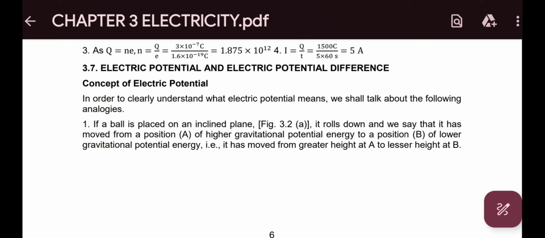The very first analogy is, if a ball is placed on an inclined plane, it rolls down and we say that it has moved from a position A of higher gravitational potential energy to a position B of lower gravitational potential energy. It means we can simply say that it has moved from a greater height at point A to a lesser height at point B.